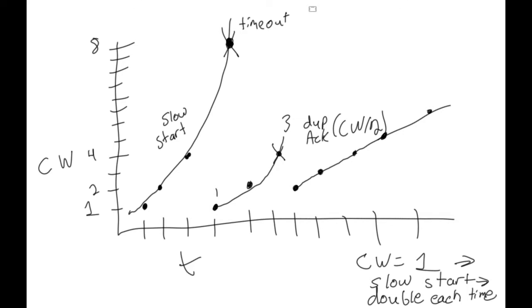So we do it again. So our congestion window is equal to 1. 1 packet sent out, 1 acknowledgement received. Awesome, double it. Now we're at 2. 2 packets are sent out, 2 packets are received. Awesome, double it. Now we're up to 4. And when we get to 4, there's a 3 duplicate ACK.